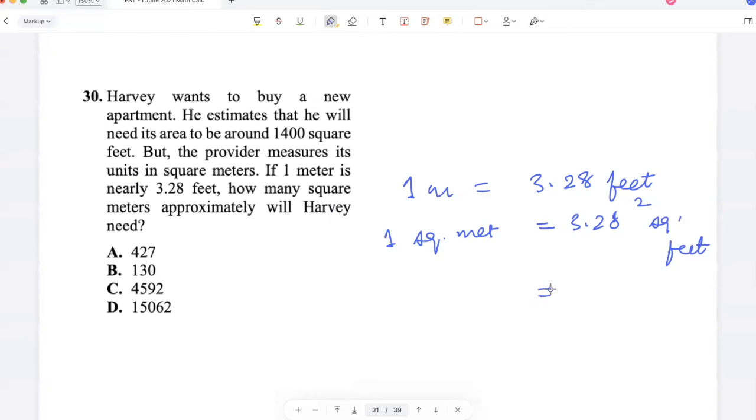So let's do that. What is 3.28 square? 3.28 into 3.28. So 10.76. 10.76 square feet, right? Now he has to take 1400 square feet. So to convert that into square meter, I'll divide 1400 by 10.76. So 1400 divided by 10.76, 130, right? So 130 square meters.